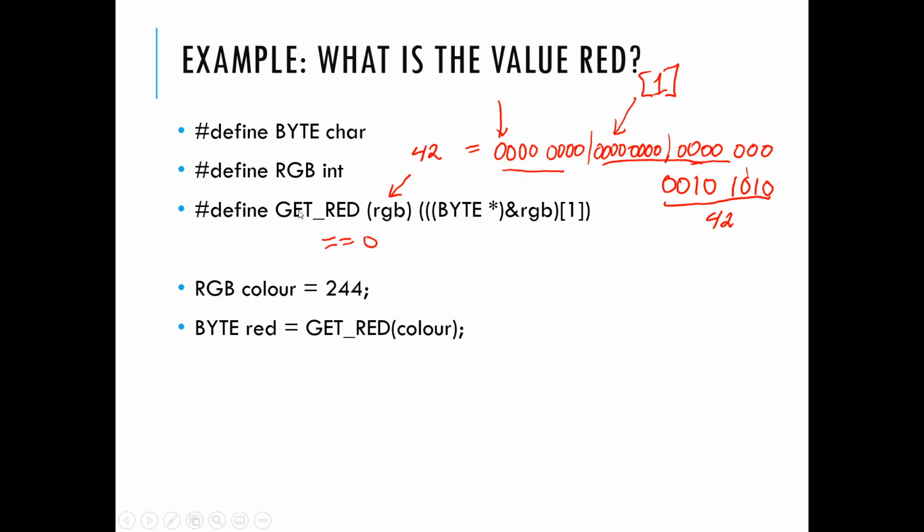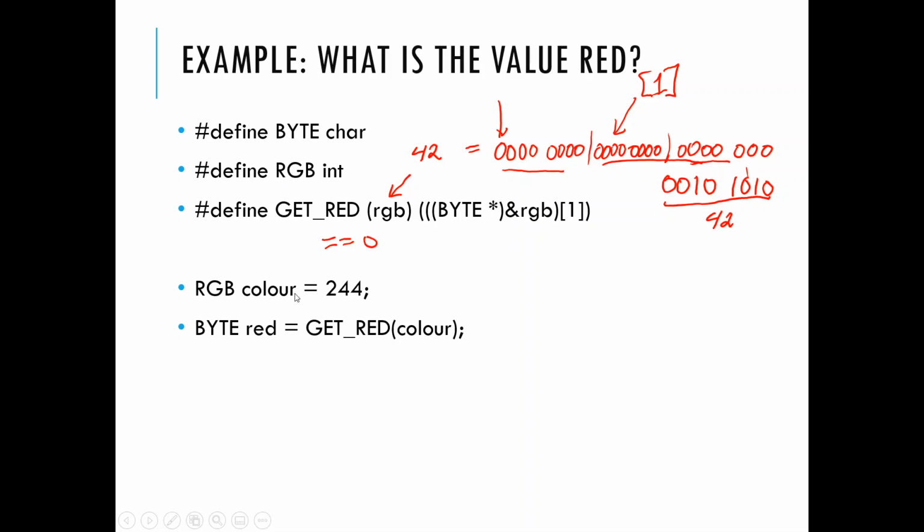So what get red in this case does is it says, I'm going to this pointer. It's actually an array of bytes, which is actually an array of chars. A byte is a char, so it's an array of chars. And I'm going to go to position 1 in that array. Boom, I go over here and I return whatever this is. And that would be my red value because the RGB should be ARGB: alpha, red, green, and blue.